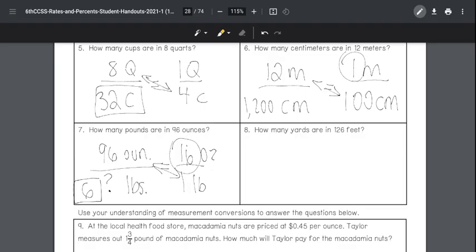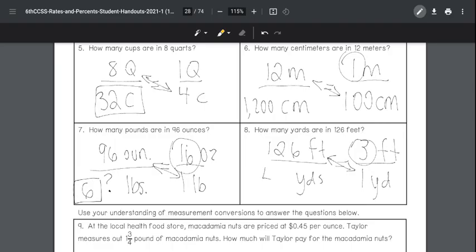Number 8, how many yards are in 126 feet? So 126 feet equals how many yards? My cheat sheet tells us if I have 1 yard, I have 3 feet. So cross multiply and divide. 126 divided by 3 means that 126 feet is 42 yards.